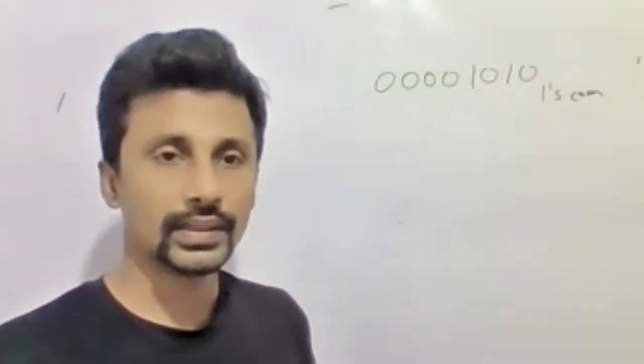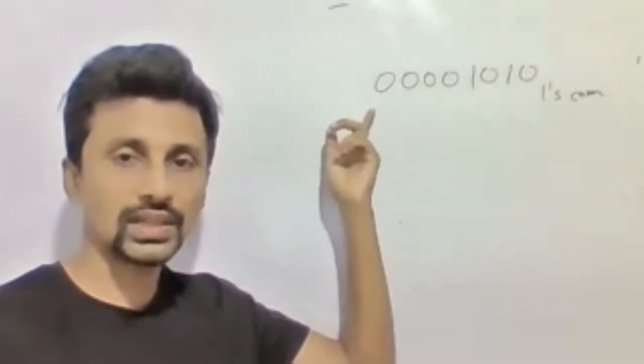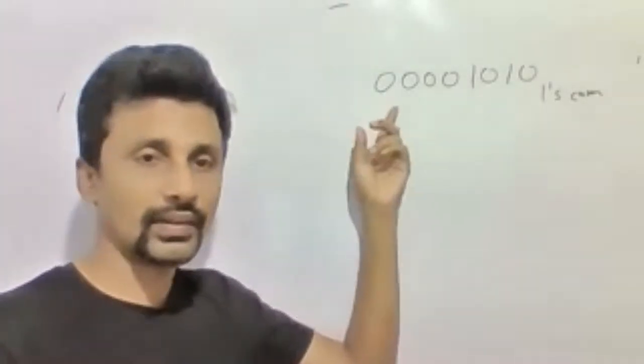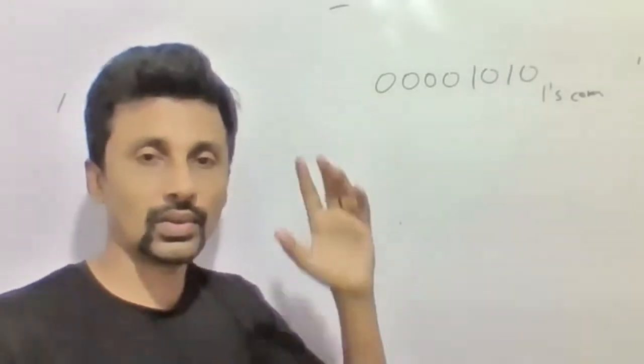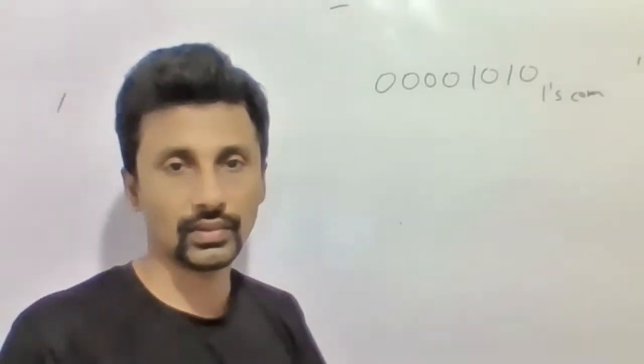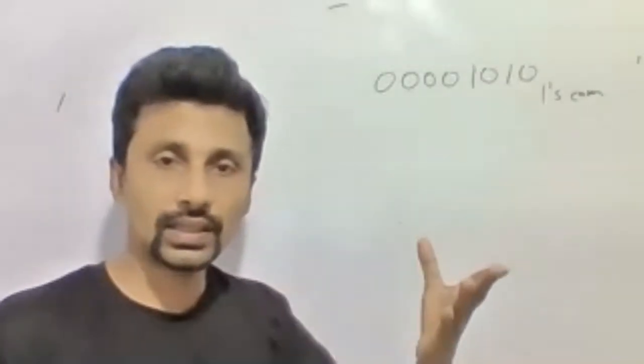When you get a number, first you check the MSB, the most significant bit. Here the first bit is 0. If it is 0, it is a positive value. Remember, it's a positive value if it is 0. Then just convert it to decimal.